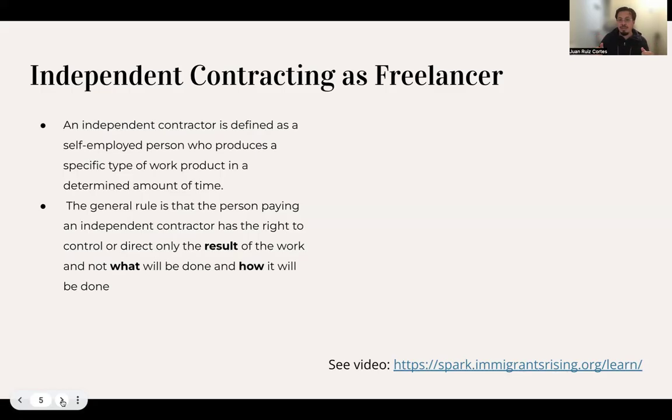So, how you set up your agreement with who you work for as a contractor has an end time, a start time, or you are charging per project, for example. These are some of the differences that we'll get into of what differentiates a contractor from an employee, where you might be working for years at the same place per hour, for example. So there are differences in both. The general rule is that a person paying an independent contractor has the right to control or direct only the result of the work and not what will be done and how it will be done.